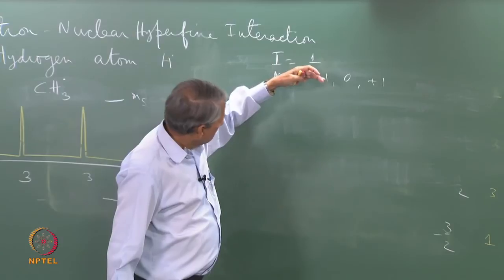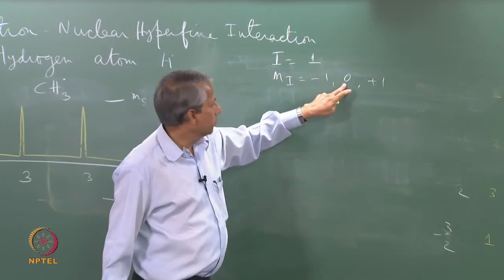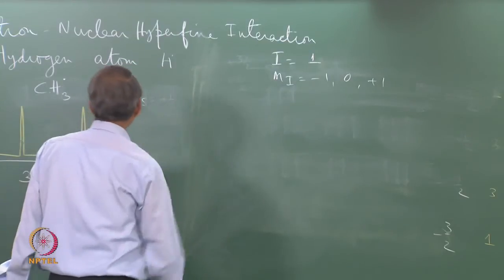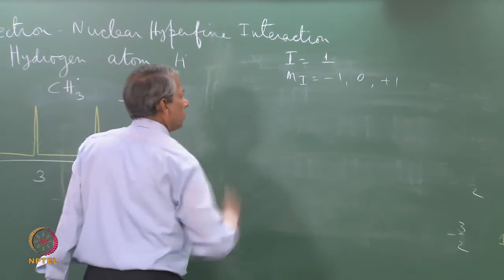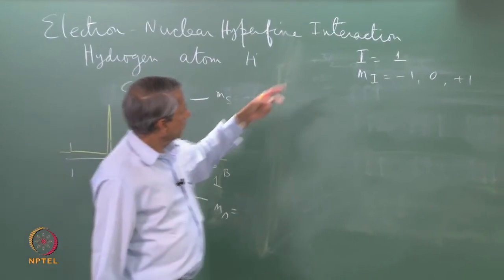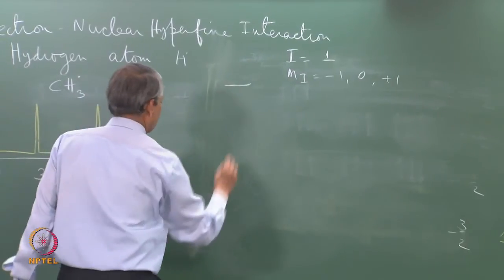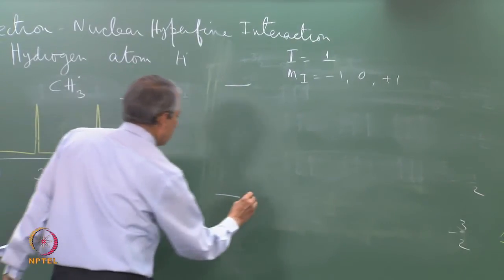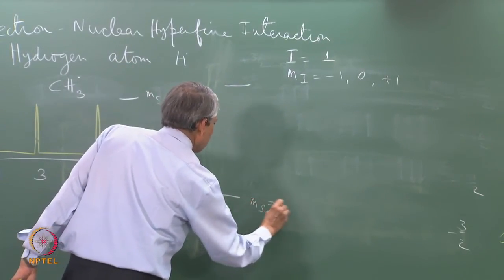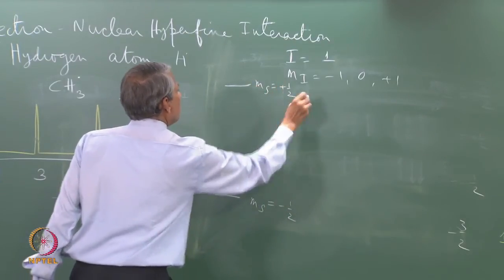field which will be having 3 different values. This will not have no magnetic field. So, if I draw the hypothetical energy level diagram of 1 electron interacting with a nucleus of this kind, what do I see? First, the electron Zeeman splitting will look like this. This is ms equal to minus half, ms equal to plus half.